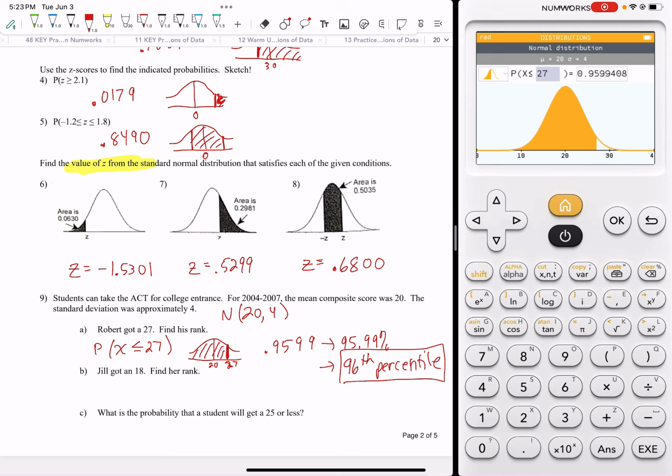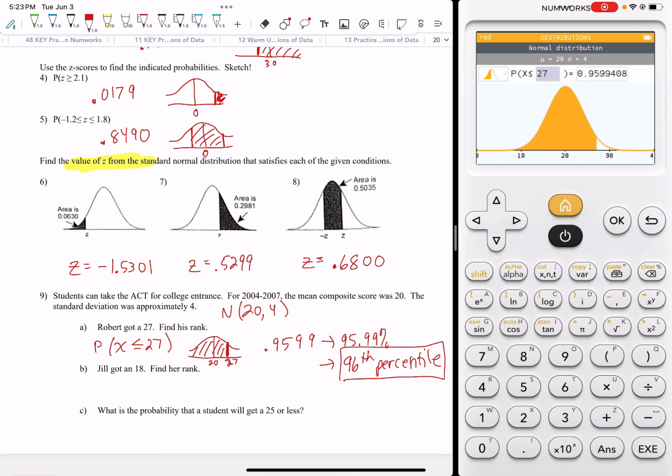Let's try Jill here. So Jill has an 18. We're going to find her rank. Now think about this. The mean is 20. Her rank, if she got an 18, is less than halfway. So her percentile should be less than 50. So let's check that out. So we want our shading still to be on the left. It's the same problem, it's the same standard deviation and mean. We're going to type in her score of 18.